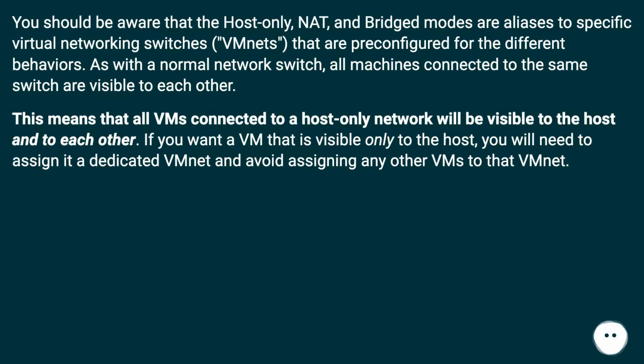As with a normal network switch, all machines connected to the same switch are visible to each other. This means that all VMs connected to a host-only network will be visible to the host and to each other. If you want a VM that is visible only to the host, you will need to assign it a dedicated VNet and avoid assigning any other VMs to that VNet.